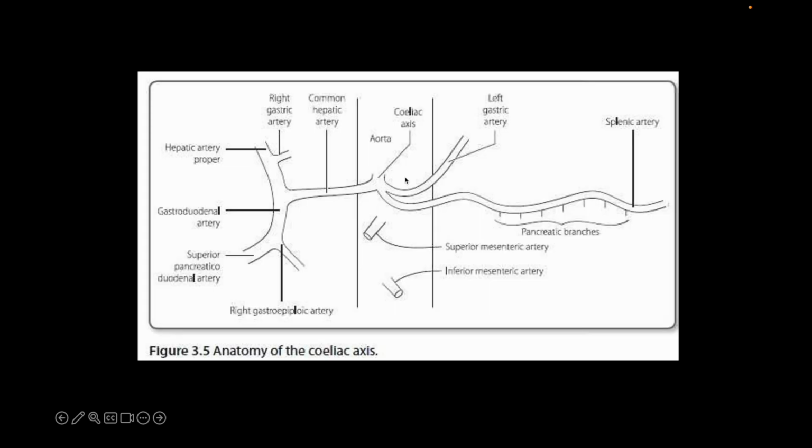This is a good picture of the celiac axis, just to go through it again. You've got the left gastric artery, the splenic artery, which is quite tortuous, common hepatic artery, hepatic artery proper, dividing into the left and right hepatic arteries, the gastroduodenal artery, the superior pancreatoduodenal artery, and then the right gastroepiploic artery.